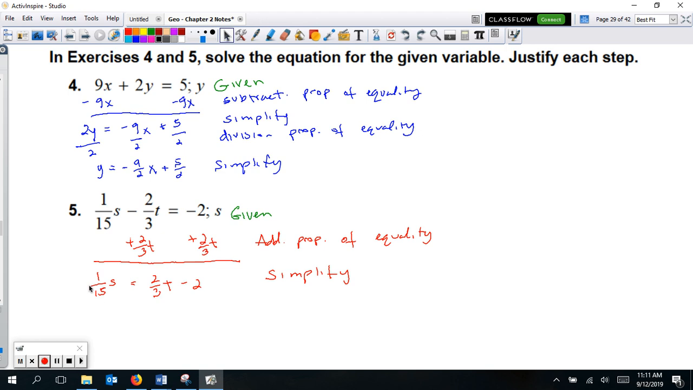Now to get rid of my 1/15th in front of s, I need to multiply by 15. So I'm going to do that to both sides. I'm going to multiply both sides equally by 15. And so when I do that, the 15s will cross cancel here, leaving me just with s. And then 15, I'm going to distribute that into this parenthesis. When I distribute it here, 3 will cross out with 15, leaving me with 5. So there's still 5 left to multiply 2 with. That's going to be 10 for 10t. And then negative 2 times 15 is negative 30. So we're going to see an answer of s is equal to 10t minus 30. And again, what we did there was the multiplication property of equality.